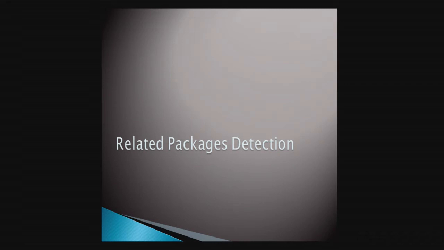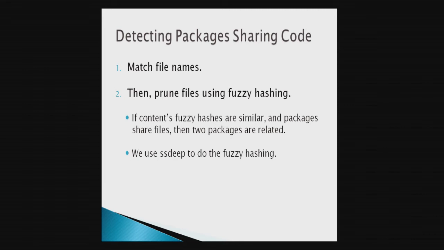So how do we detect a group of packages that share code or share a library? What we do is we match file names between those two packages. So if libpng and Firefox share libpng.c, then there's some sort of relationship. Now, we can improve this slightly by looking at the content of those common file names and verifying that the content is similar as well. To do that, we use fuzzy hashing and then compare the hashes to see if they're approximately equal to each other. We use ssdeep to do that. So effectively, we're just verifying that there is similar content shared between two packages.